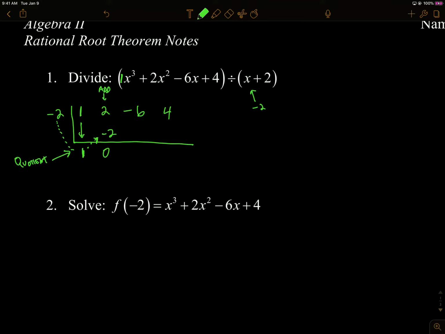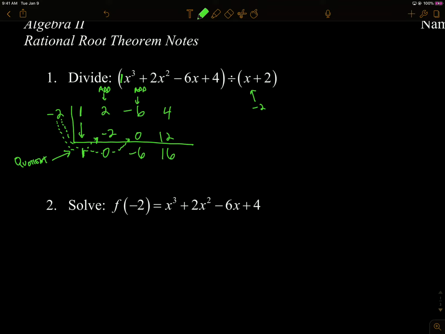Now I multiply the -2 times the 0. So then, that will give me my next number here. So that's 0. -2 times 0 is 0. Now I add the column. So I get -6. Then I multiply the -2 over here, again, times the -6 here. And I get 12. And then I add and I get 12 plus 4 is 16.